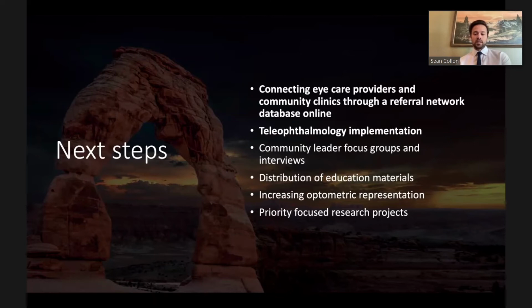There are several other steps that we'd like to take in the near future with regards to this needs assessment, but I'll leave it there for now and open it up to any questions if anyone has any.